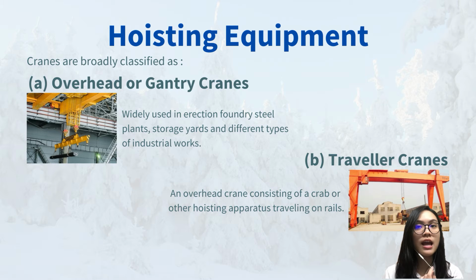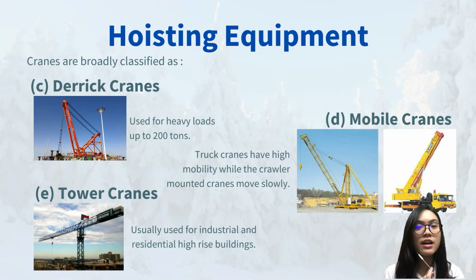Firstly, overhead and gantry cranes, which is widely used in erection, foundry, and steel plants. Next, traveler cranes is an overhead crane consists of crabs or other hoisting apparatus traveling on rails. Thirdly, derrick crane is used for heavy loads up to 200 tons. Then, mobile cranes are truck cranes with high mobility. Lastly, tower cranes are usually used for industrial and residential high-rise building.